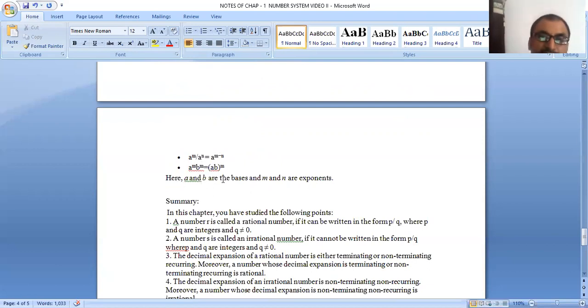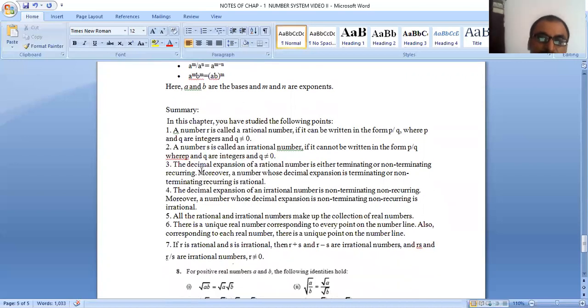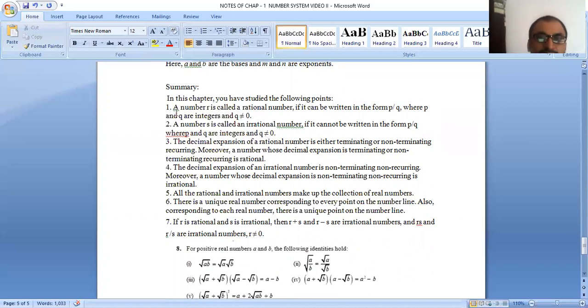Here a and b are the bases and m and n are exponents, which I have told you. This is the summary of this chapter. So please see it also. In this chapter, you have studied the following points. First point is a number is called a rational number if it can be written in the form p upon q, where p and q are integers and q is not equal to 0.